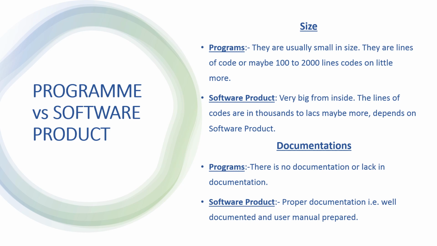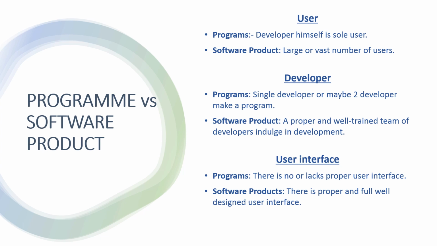Documentation. Programs usually documentation में lag करते हैं. They usually have no documentation. Software product के case में there is proper documentation. They are well documented. On basis of user, in case of programs, developer himself is the sole user. But in case of software product, large or vast number of users are there.